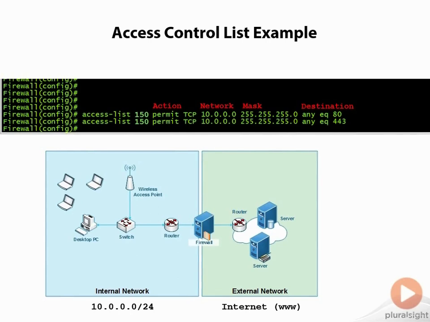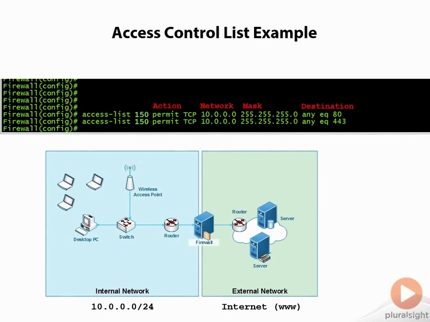Similarly, we have access control list 150 permit TCP as the second line in our access control list, and it says basically the same thing. All right, coming from internal network 10.0.0.0, allow any traffic that equals 443. And as we know from the previous example, 443 is HTTPS, or Hypertext Transfer Protocol Secure. All right, so we're basically allowing web traffic, HTTP, and HTTP Secure in these two lines.